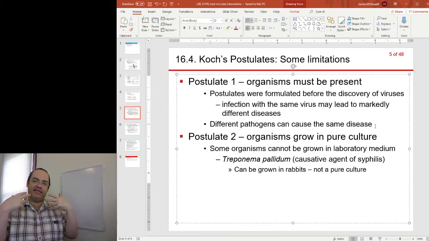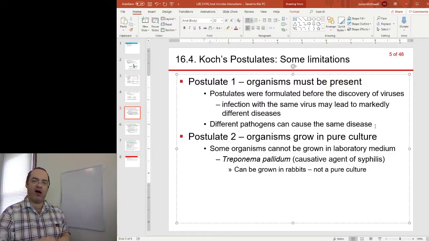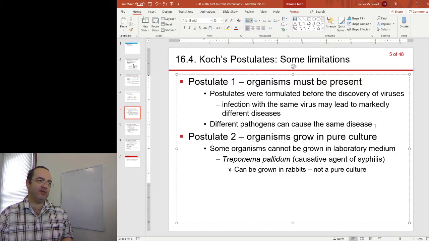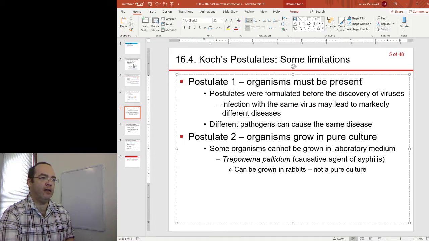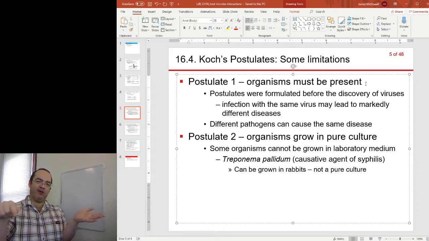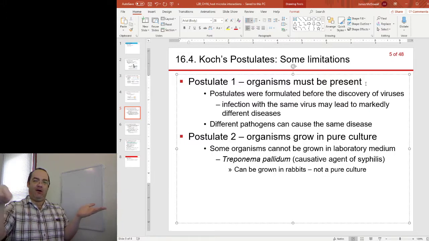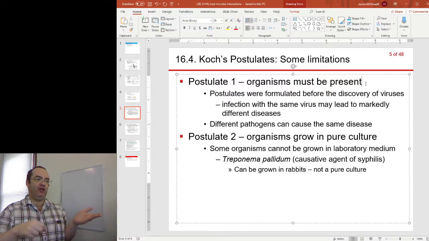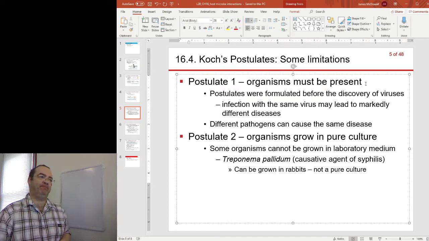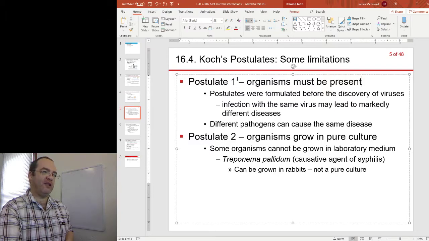We also know that there are different pathogens that can cause the same disease. There are many pathogens that cause colds, many different viruses, about 100 different rhinoviruses. They'll all give you the same set of signs and symptoms. So you can't say that for a lot of things, disease X, you're going to find organism X. You could have disease X and find a whole range of organisms. You could have disease X and disease Y, and you find the same organism. We'll look at another problem with postulate 1 in a second.